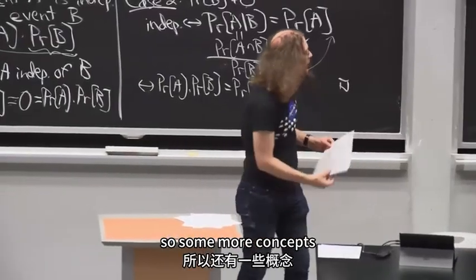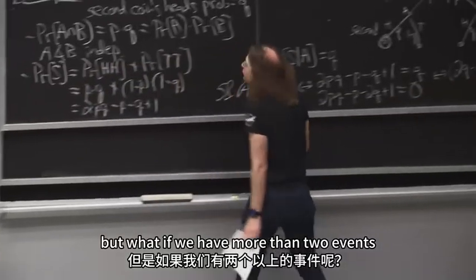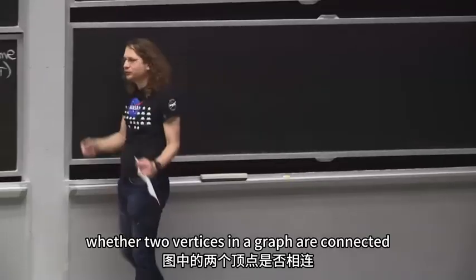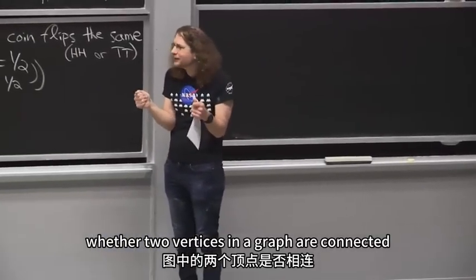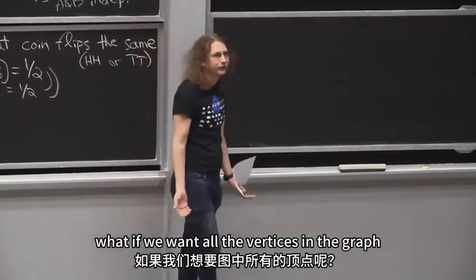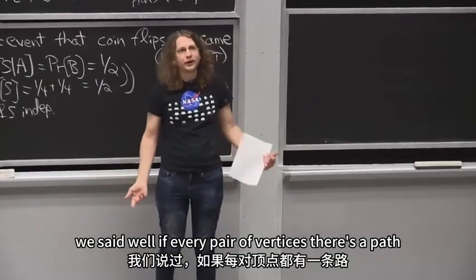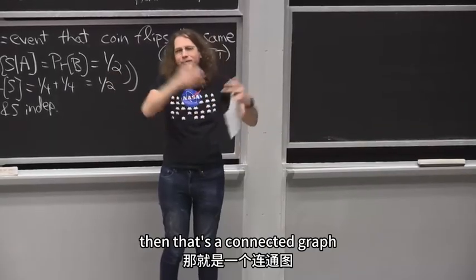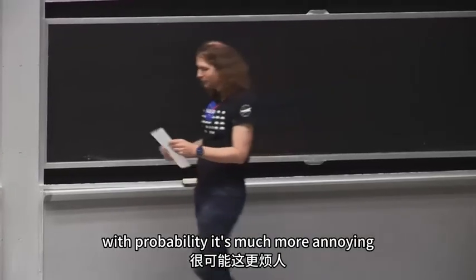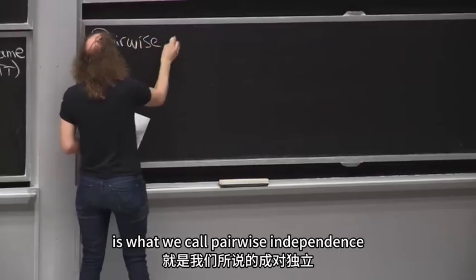So some more concepts. Independence between two events is kind of cool, but what if we have more than two events? We do this all the time in this class. We talk about whether two vertices in a graph are connected, and then we want to know, well, what if we want the whole graph to be connected? What if we want all the vertices in the graph to be connected? For that, it was enough to do things pairwise. We said, well, if for every pair of vertices there's a path, then that's a connected graph. That turned out to be the right answer for graph connectivity. With probability, it's much more annoying. So one thing you might define is what we call pairwise independence.